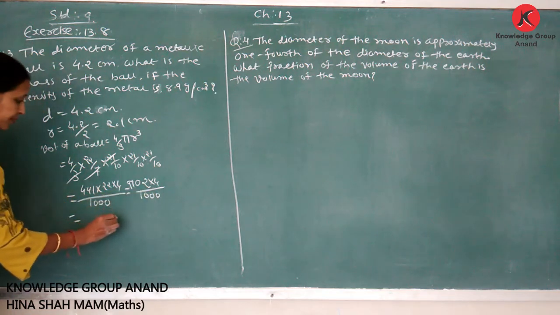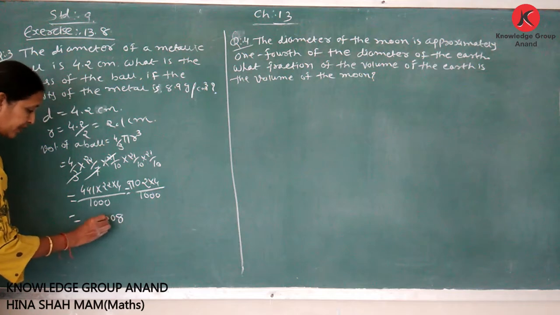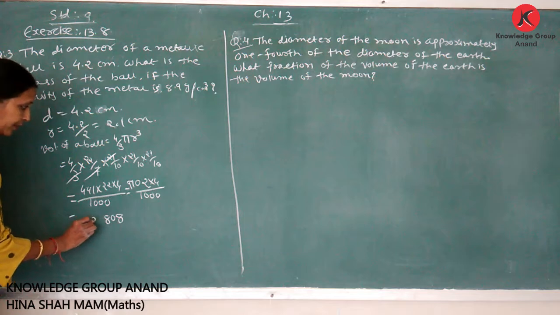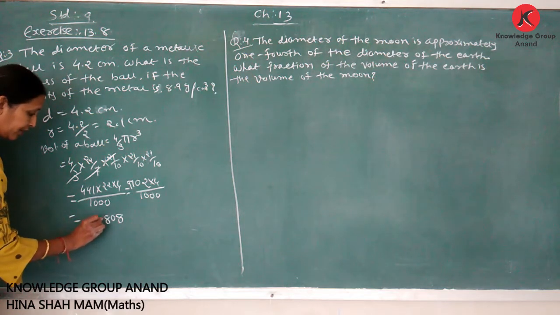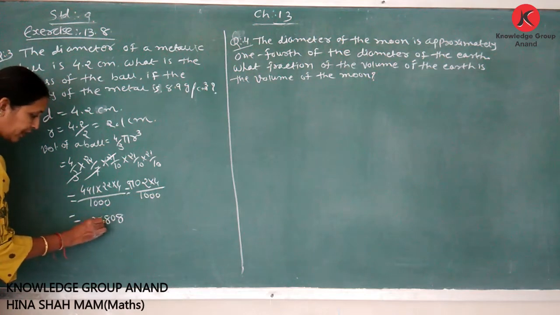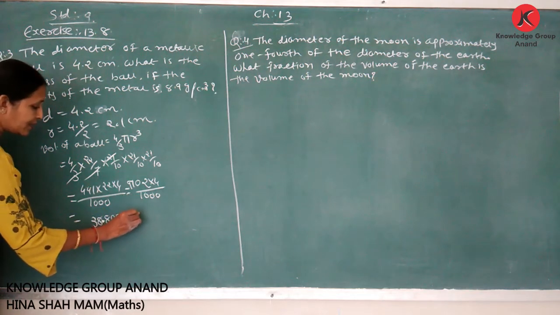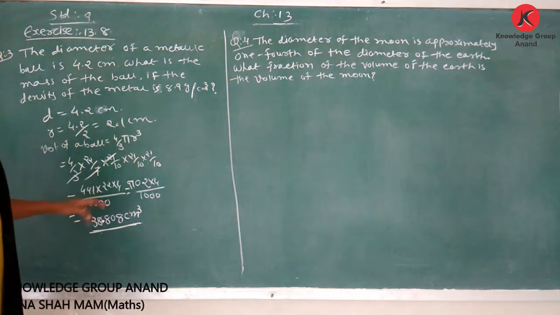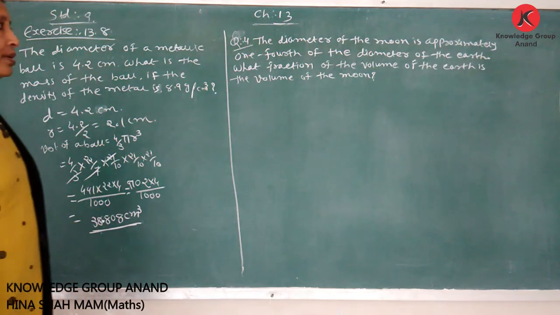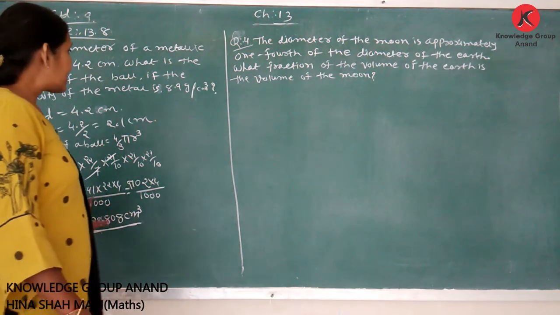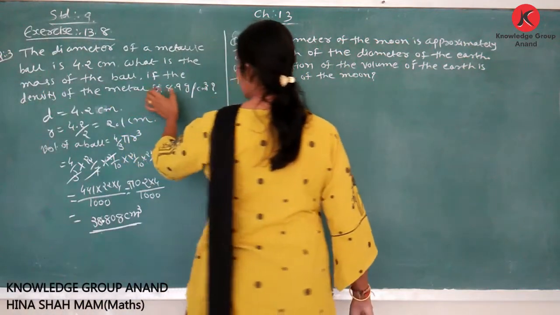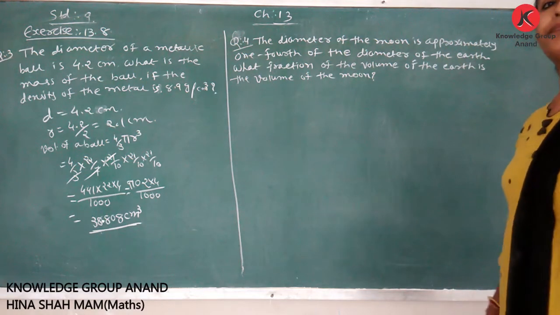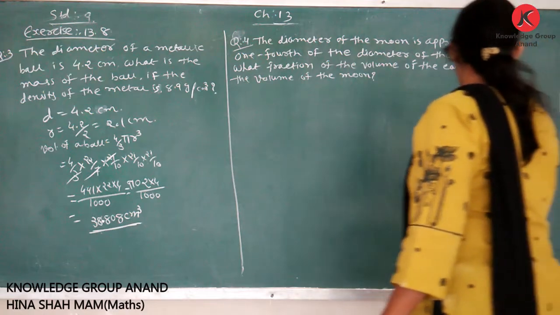Equals to 4 2 8, 0, 4 7 28, 3, 36 and 2, 38 upon 1000. Therefore, 38.808 centimeter cube. Now, what is its mass? The density is equal to 8.9 gram per centimeter cube.